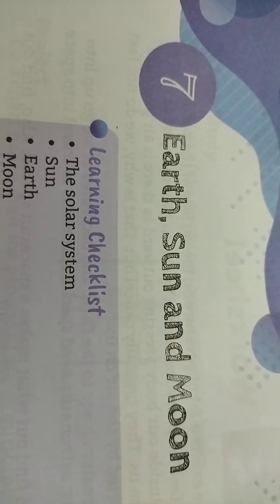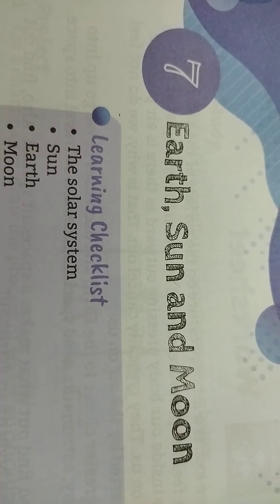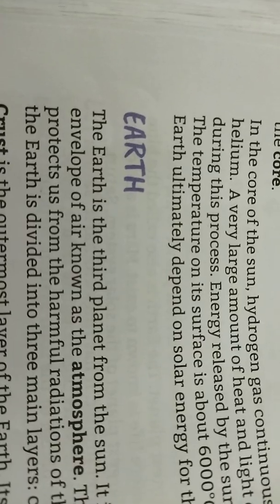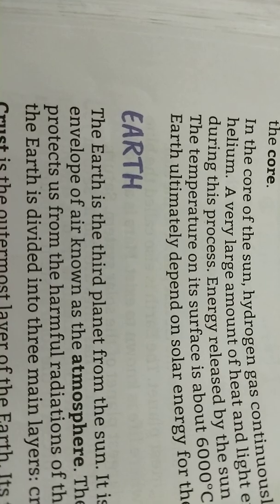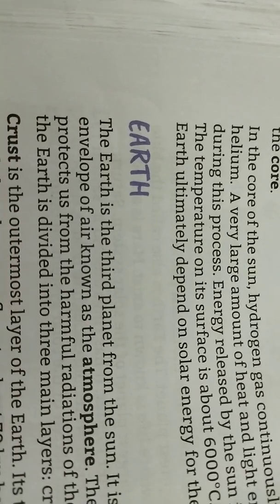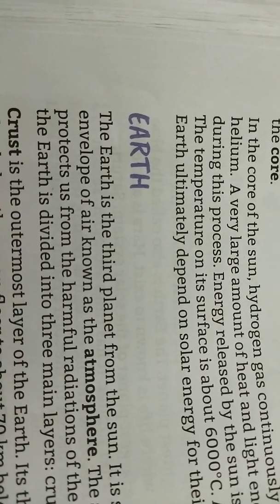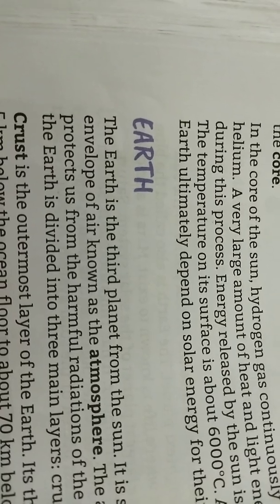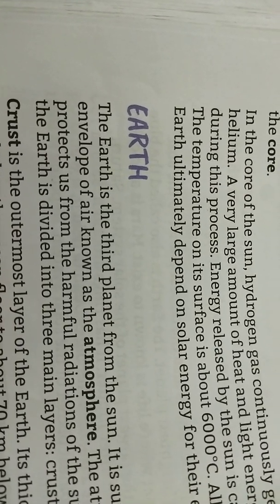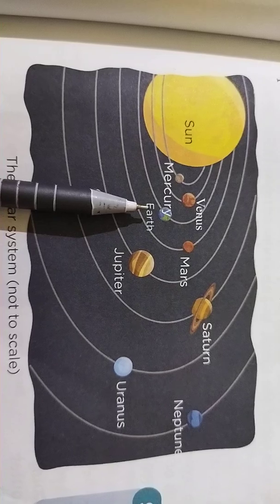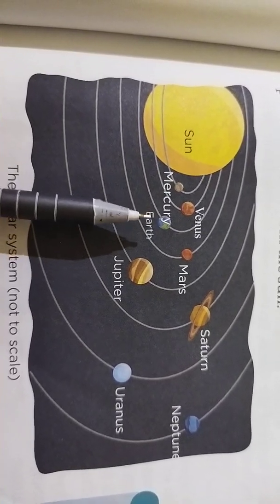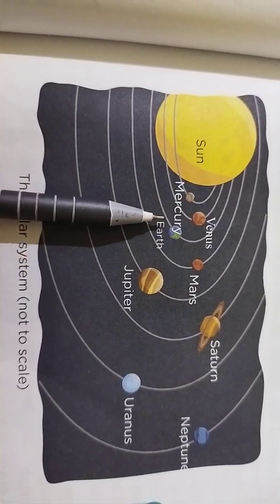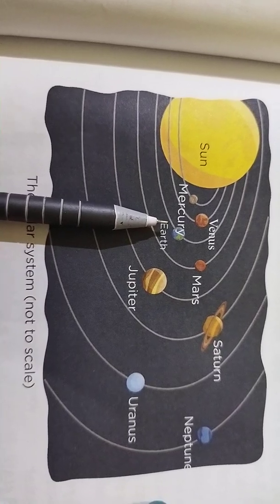Good morning, students. Let's continue Science Lesson 7: Earth, Sun, and Moon. Children, today we will study about Earth. The planet Earth on which we live is a huge ball revolving around the Sun. Children, as you can see in the solar system, our planet Earth is ranked in the third position.